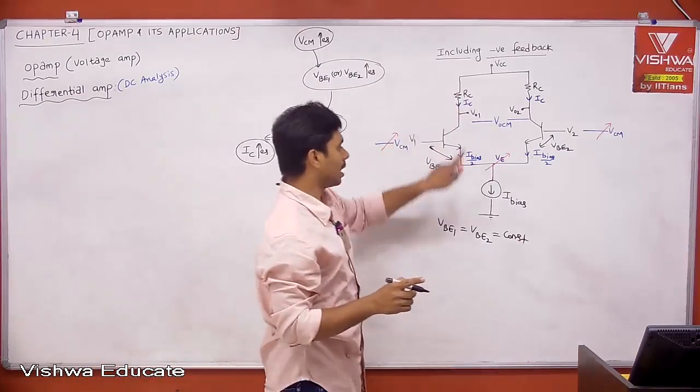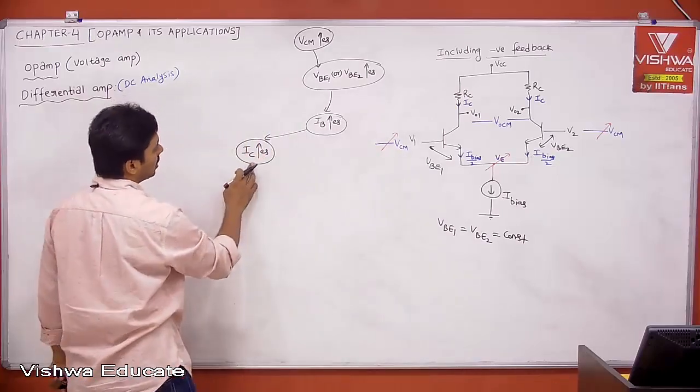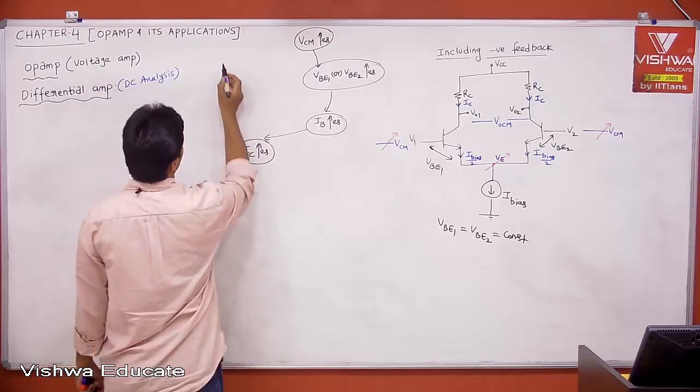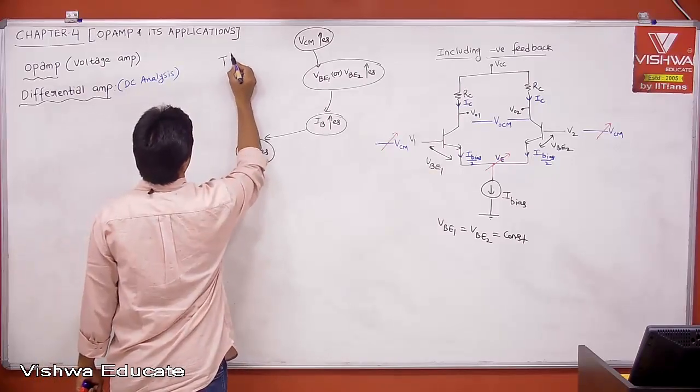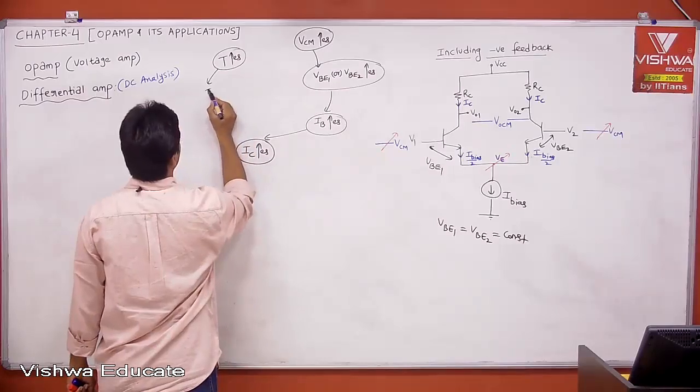Whenever there is a change in IC, the current source will not agree. How? That's what I'll explain. Therefore, the IC increment is now due to common mode voltage. Not only that, there is another thing. What is that? If temperature increases, I'm explaining all together. We know, right? IC increases.